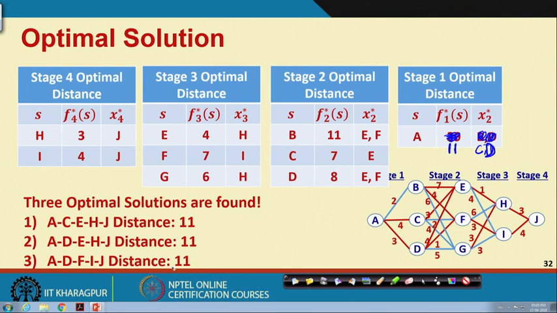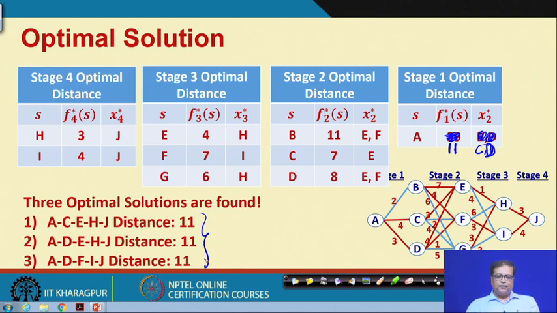Those are our optimal distances: A to C to E to H to J, 4 plus 3 is 7, plus 8, plus 3, is 11. So, this is one optimal. The other one is A to D to F to H to J, this is also 11, and A to D to F to I to J, so 3, 4, 7, 11. So, there are 3 optimal solutions which can be found, and all of them are really optimal solutions.